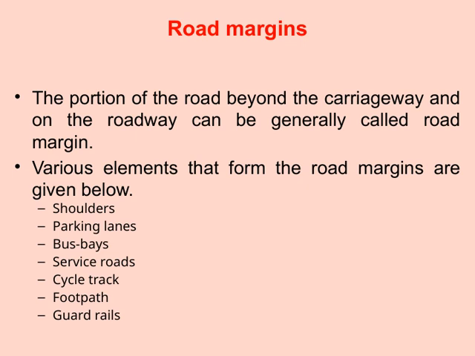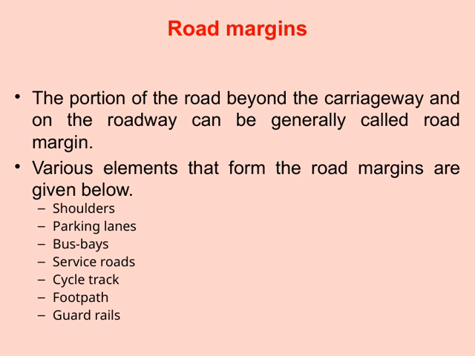Service roads are also part of the road margin. They typically run parallel to main roads and help facilitate access to adjacent properties or facilities without disrupting main traffic flow. Cycle tracks are dedicated lanes for cyclists, ensuring their safety and encouraging eco-friendly transportation. Footpaths are essential for pedestrians, providing a safe space for walking away from vehicular traffic.